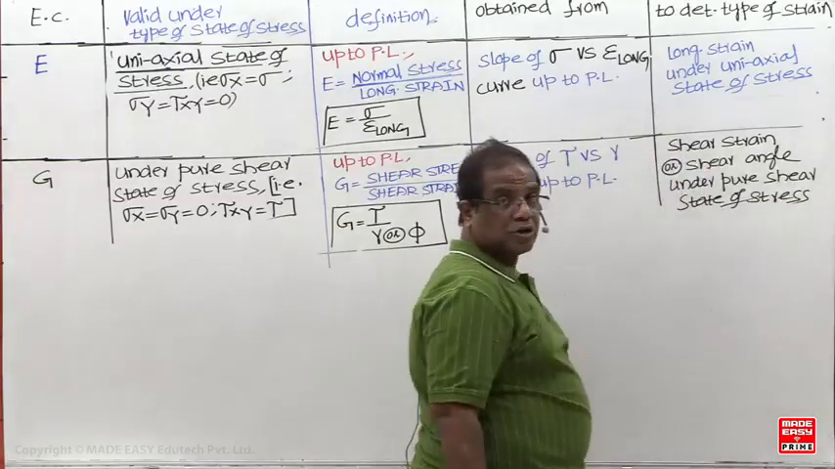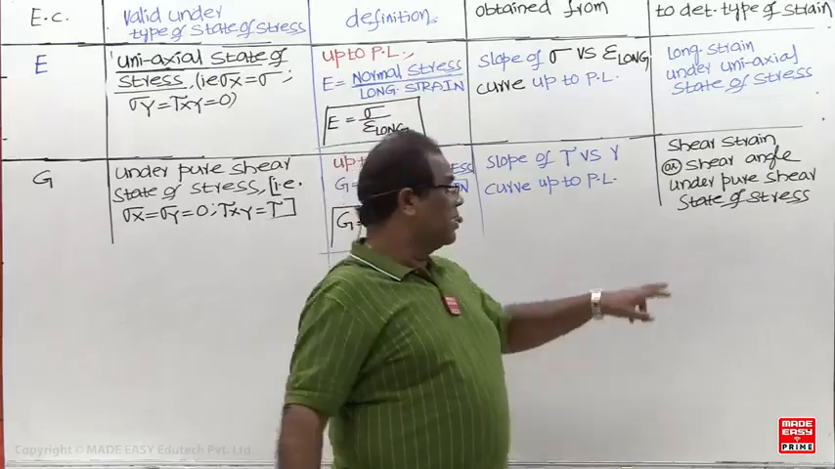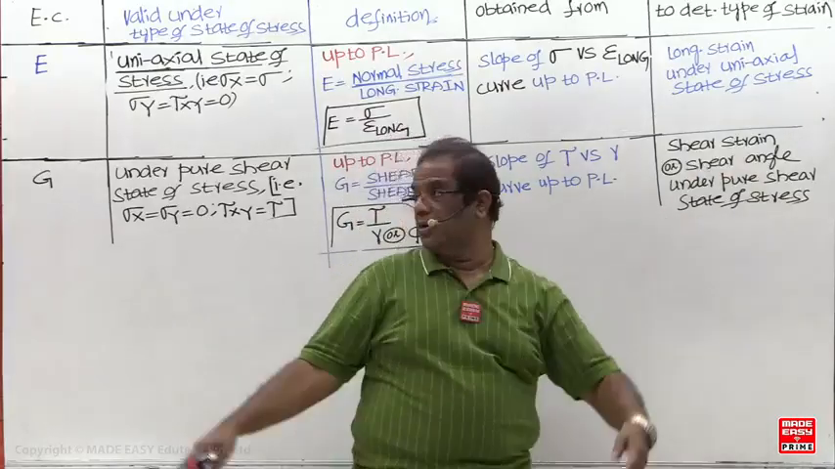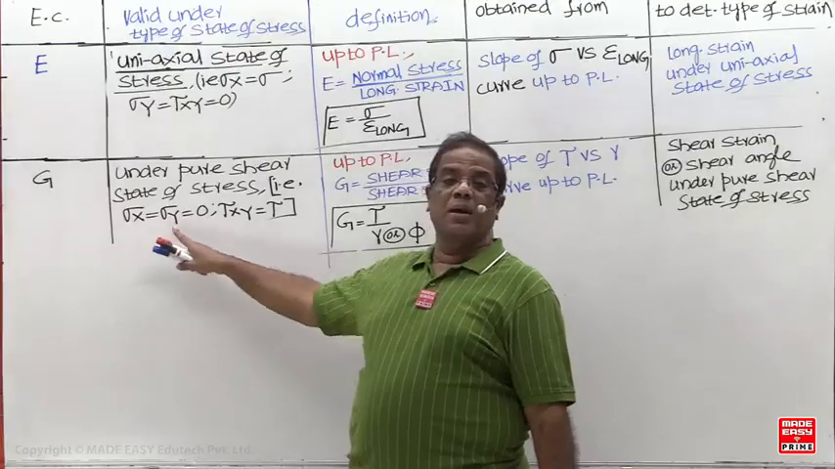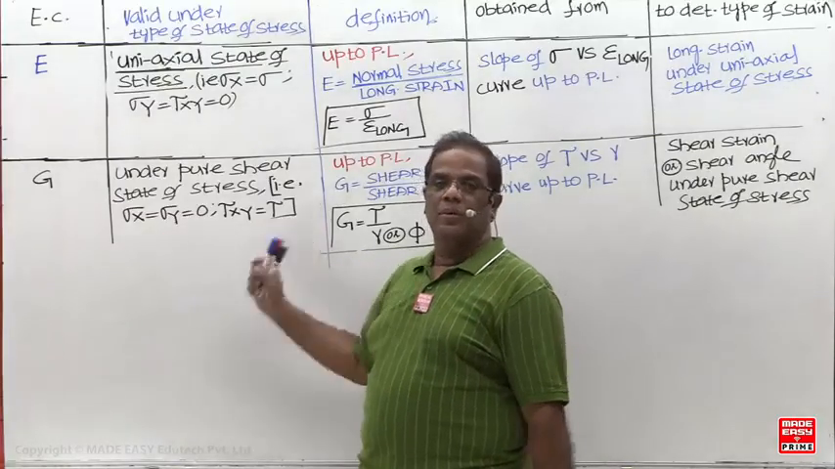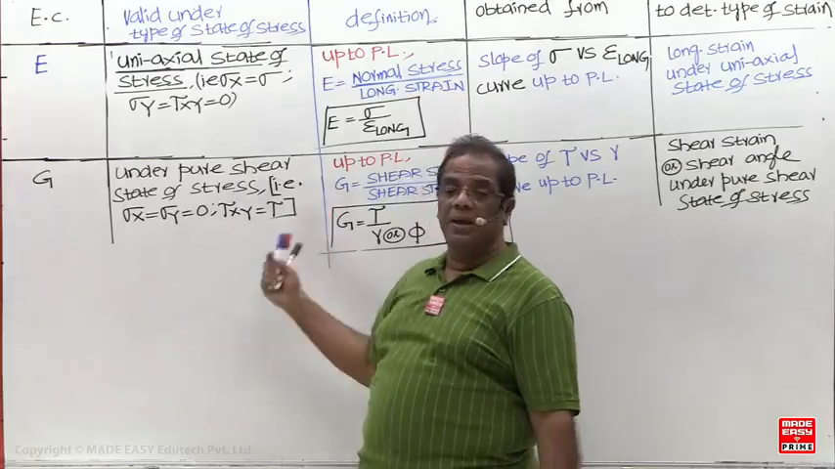There are three types of pure shear state of stress. Generally, pure shear means sigma x plus sigma y equals 0. But the default pure shear state of stress is this example. What are the other two examples you have studied now? Sigma x equal to minus sigma y and tau xy is 0. The other one is sigma x equal to minus sigma y and tau xy is non-zero.